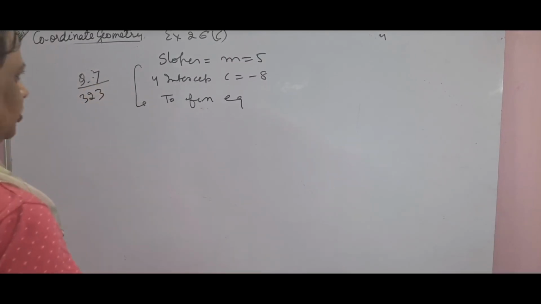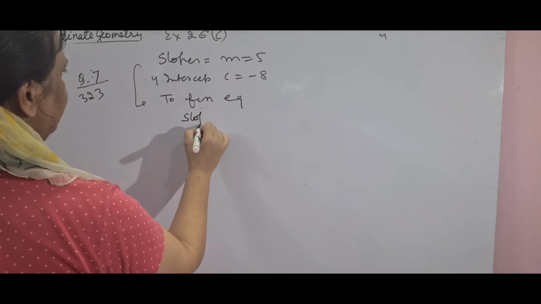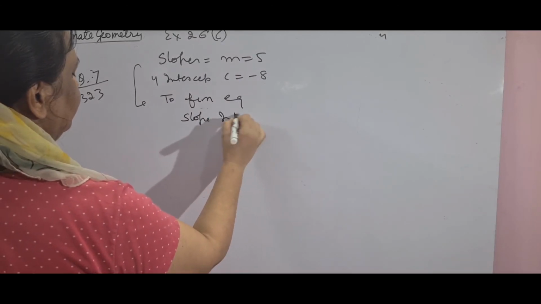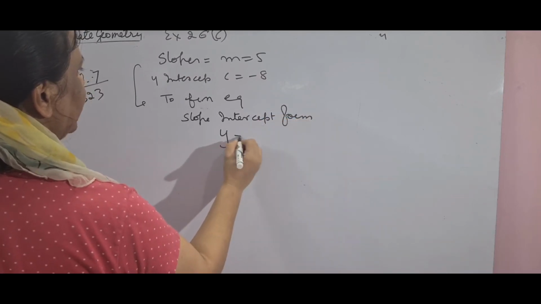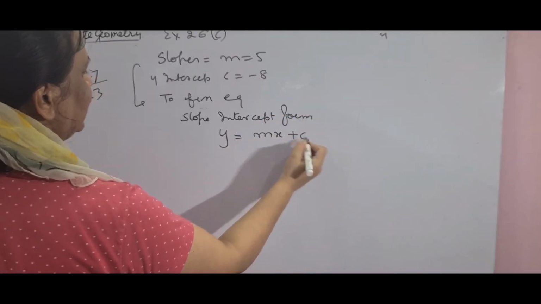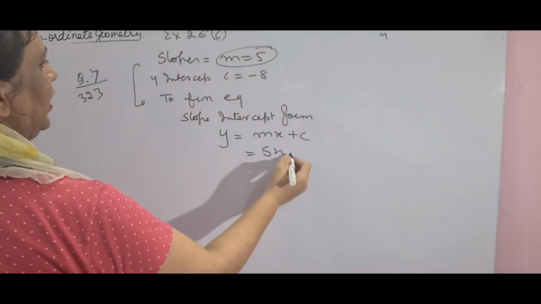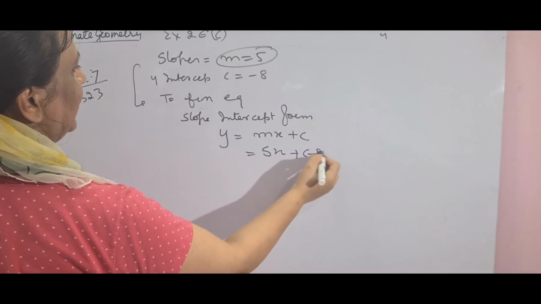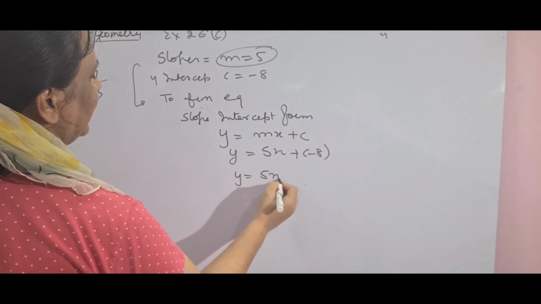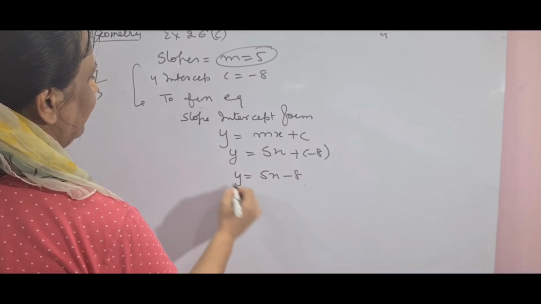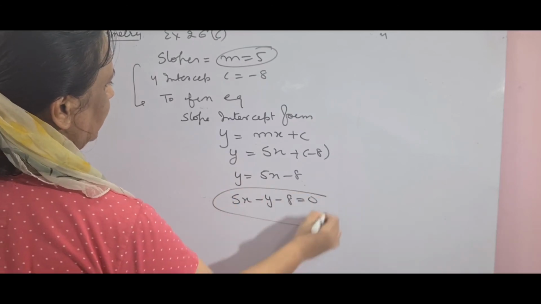So to form the equation, again I will take slope-intercept form. Y is equal to mx plus c. In place of m, I am going to put 5 as it is given to me. In place of c, I am going to put minus 8, and then put it in the equation. Y is equal to 5x minus 8, or 5x, taking y to that side, 5x minus y minus 8 is your required equation. So we can do it both ways.